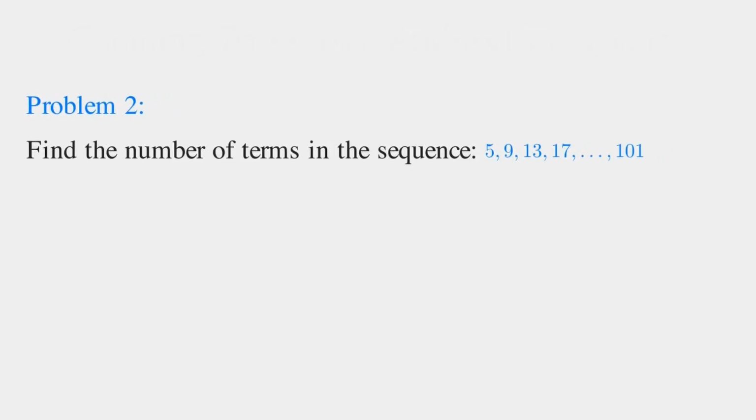Let's say we have the sequence 5, 9, 13, 17, dot dot dot, 101. This means there are terms between 17 and 101, but we do not know how many terms we have. Now, our goal is to find the number of terms in this sequence. So, our first step is to identify the key components of the sequence. As usual, we start with U1 if we have it, the common difference, the last term, or anything else that would help us solve the question.